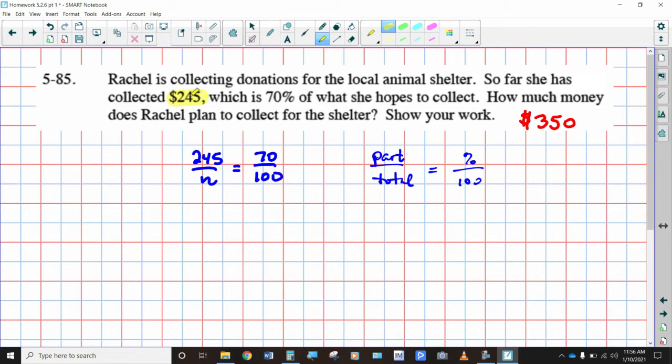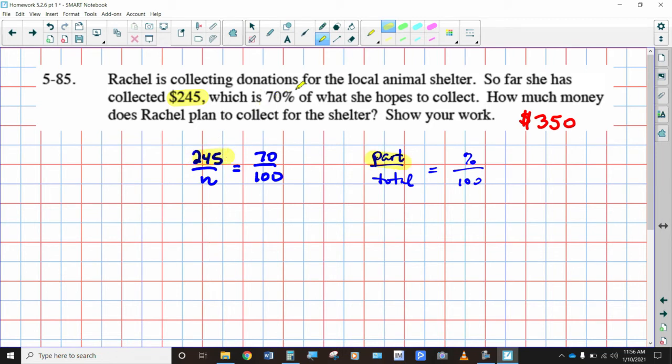So we have to decide whether or not this $245 represents the part or the total. And that's where reading comprehension comes into play. It says, so far she has $245. So that implies that she's not done. And it also says, which is 70%. So this does not represent 100% of the total. It represents 70%. So that's how we know that this has to be our part.